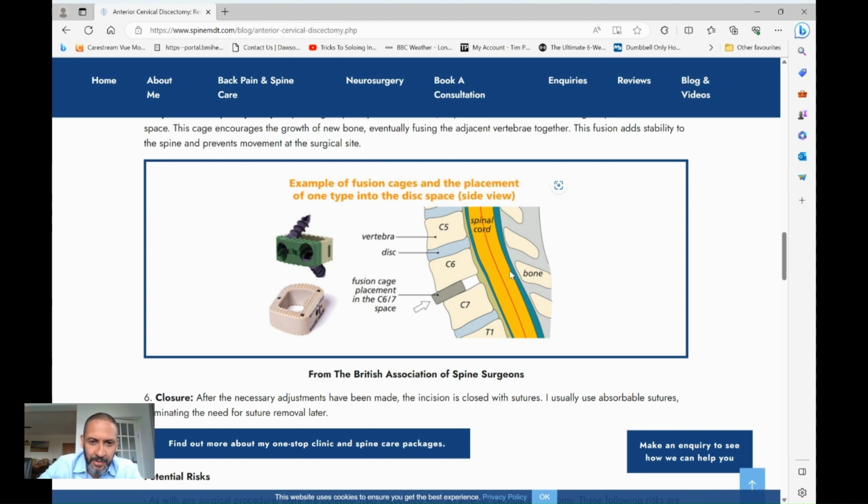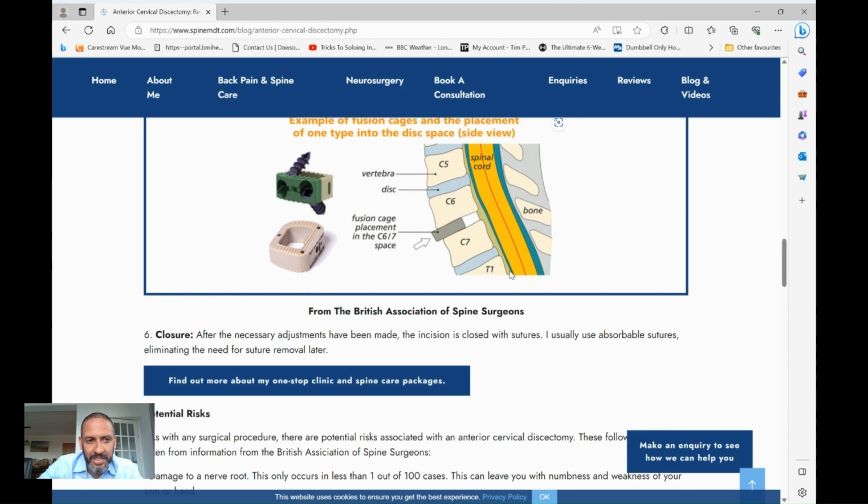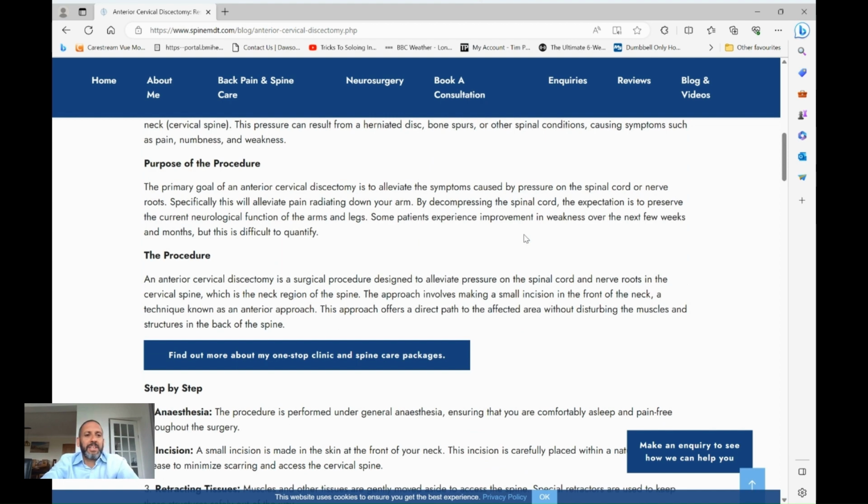And once that's done, we then close the wound with some stitches, and I usually leave a drain coming out the front of the neck to prevent any blood collecting at the front of the spine around your windpipe or even around the spinal cord. So if you go back to the reason to do the procedure, the purpose of the procedure is to alleviate some of the symptoms, specifically pain that you might have radiating down the arms.